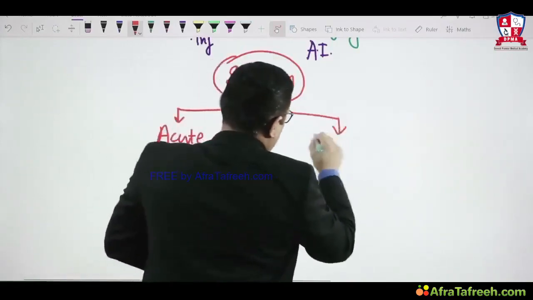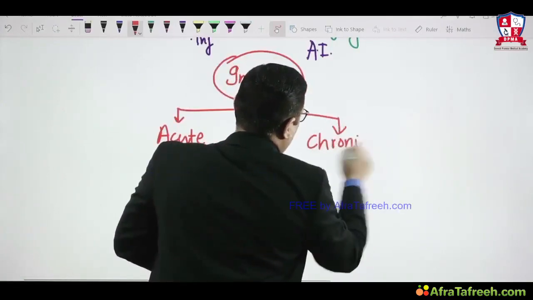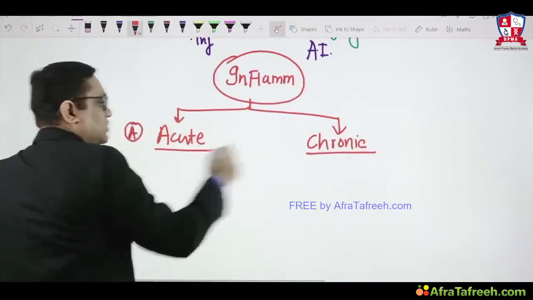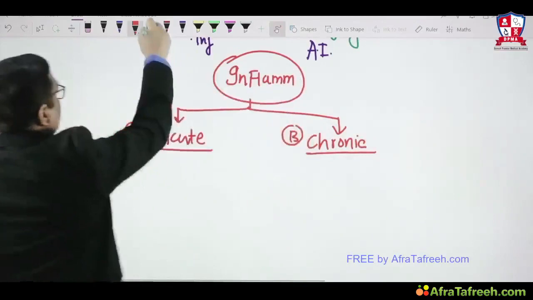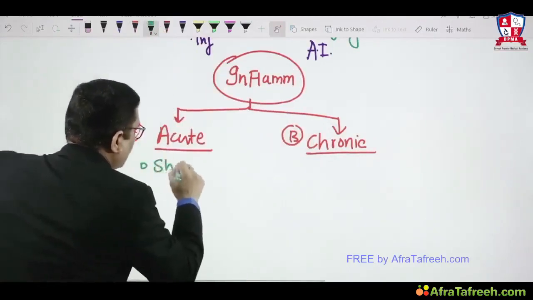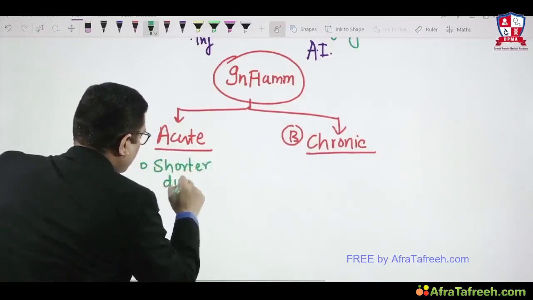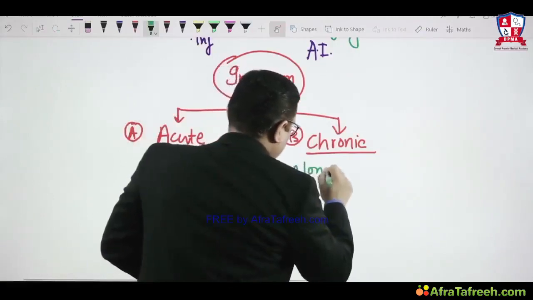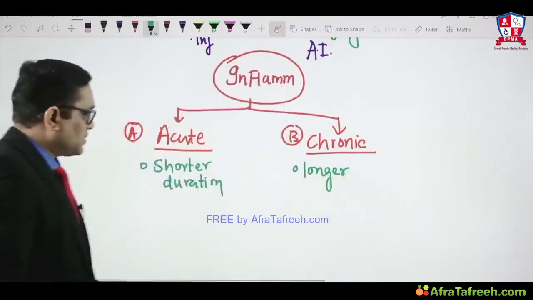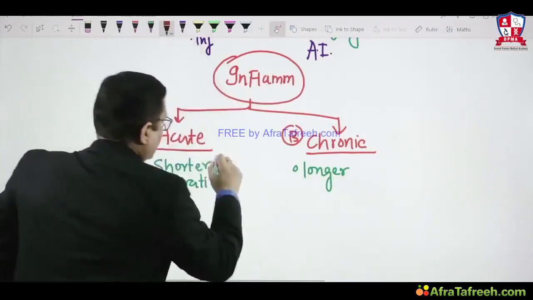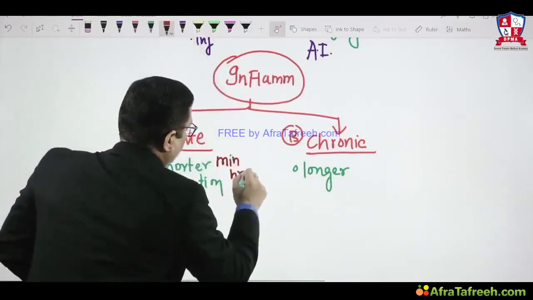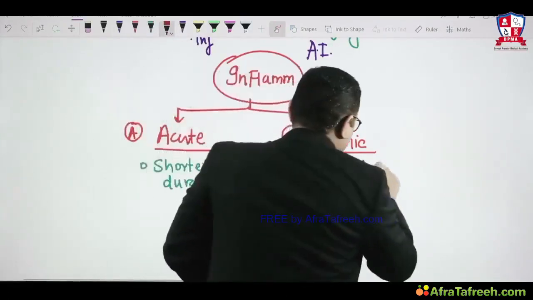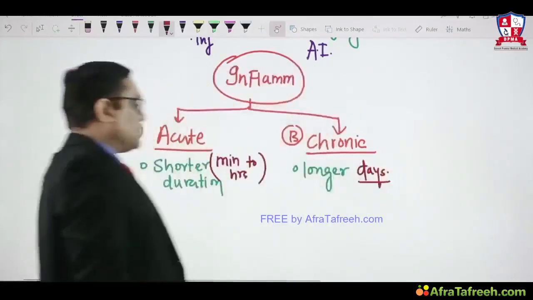So what is the difference between acute and chronic inflammation, right? Acute inflammation is usually of shorter duration, whereas chronic will have longer duration. Shorter duration means it ranges from minutes to hours, whereas chronic ranges from days to months, right? So that is how we differentiate.